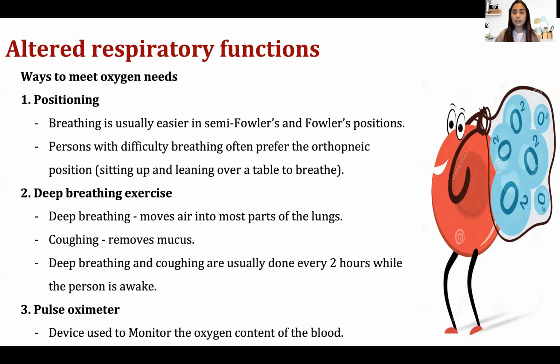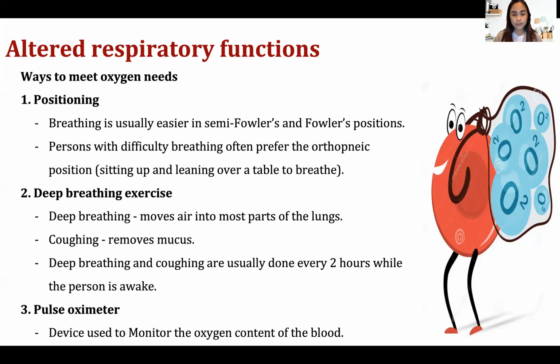Coughing will remove your mucus. After an operation, you should advise your patient, as an independent intervention, to deep breathe and to always cough. But when coughing, they should place a pillow on their abdomen so it will not be painful. This is an effective way to prevent atelectasis. They should do this every 2 hours while awake.